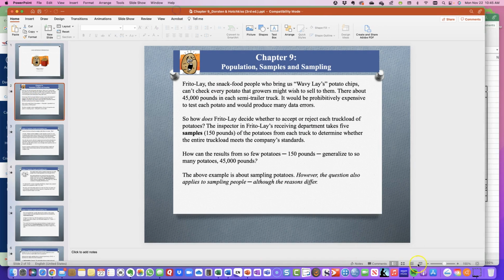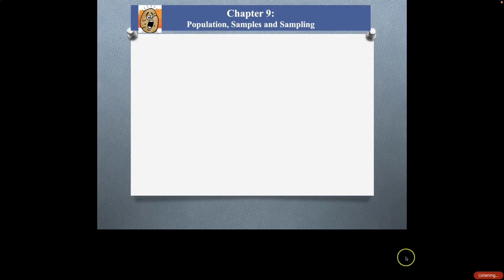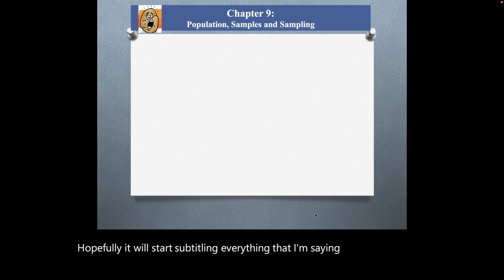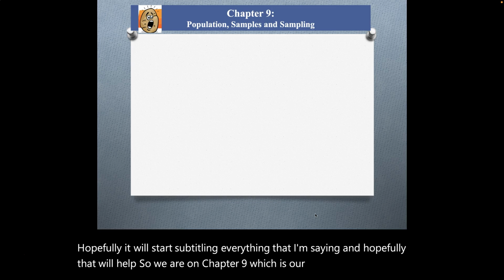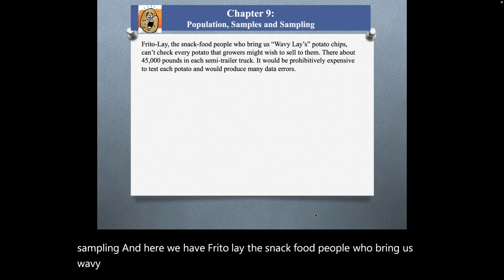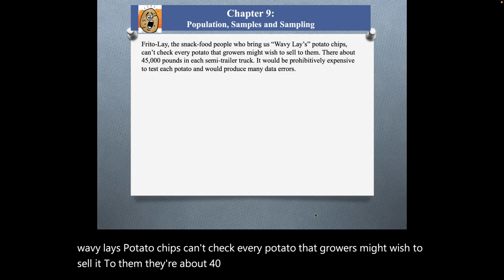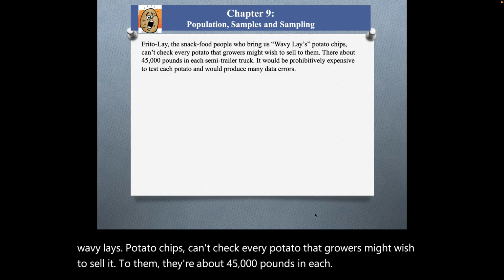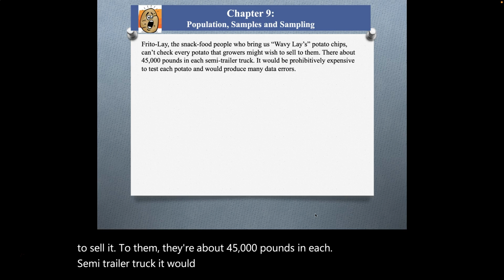Okay, so let me put this in slideshow mode and hopefully it will start subtitling everything that I'm saying and hopefully that will help. So we are on chapter 9, which is our population, samples, and sampling. And here we have Frito-Lay, the snack food people who bring us Wavy Lay's potato chips, can't check every potato that growers might wish to sell to them. They're about 45,000 pounds in each semi-trailer truck. It would be prohibitively expensive, right, to test each potato and would produce many data errors.